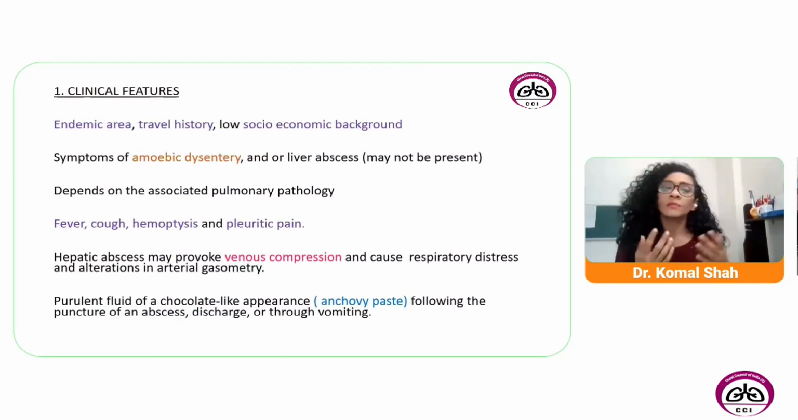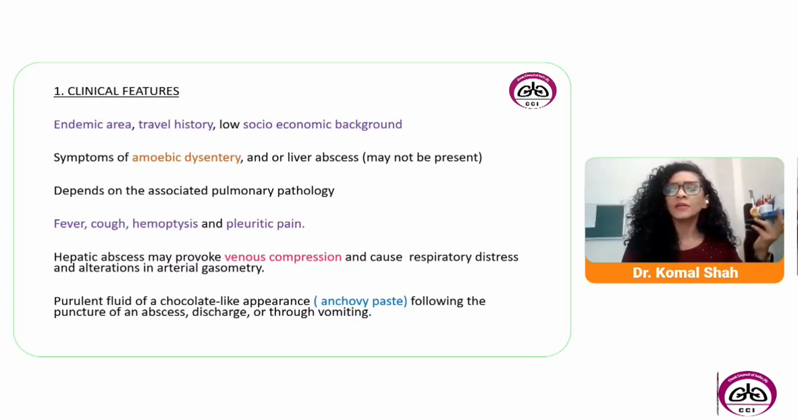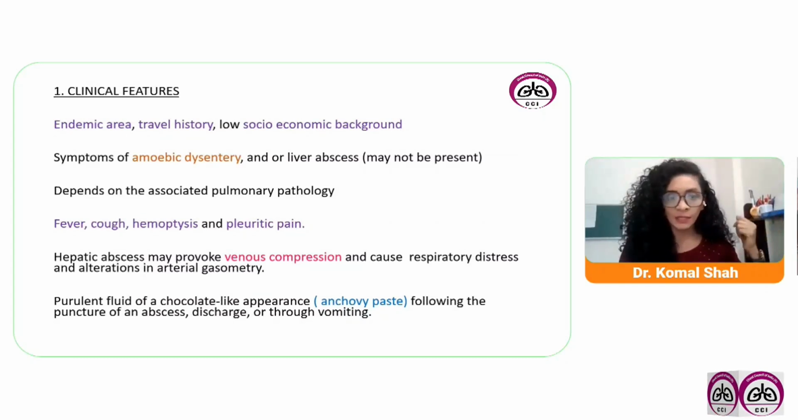So clinical features: the patient presents from an endemic area or there is history of travel to the endemic area with some specific socioeconomic background. Patient may present with symptoms of amoebic dysentery or liver abscess, but it is not mandatory in case of primary pulmonary amoebiasis. And pulmonary presentation could be fever, cough, hemoptysis, or pleuritic chest pain.